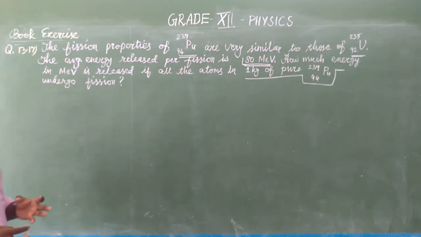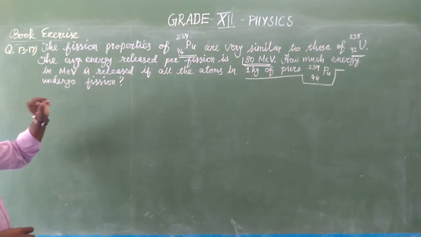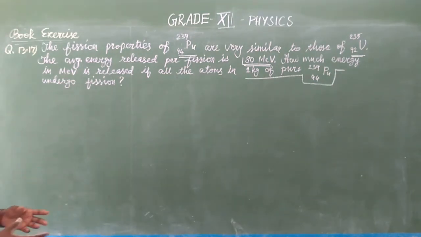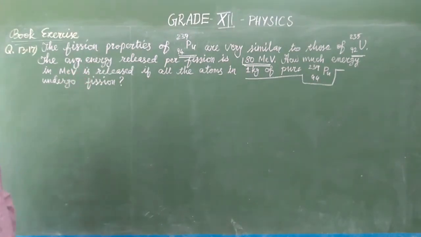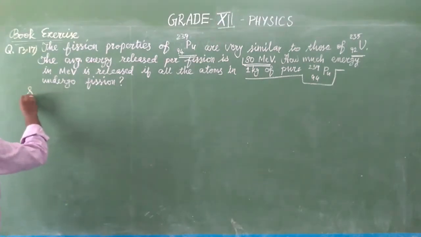So how does uranium undergo fission? Same as that, if pure plutonium undergoes a complete fission reaction, how much energy is liberated? That only we are going to calculate. And they mentioned the average energy released for fission is 180 mega electron volt. So now we are going to solve.